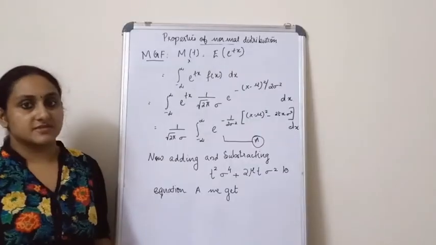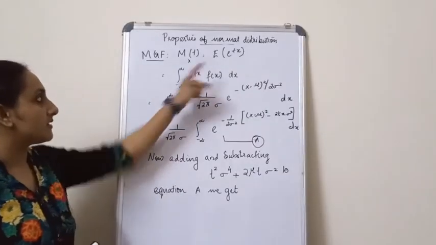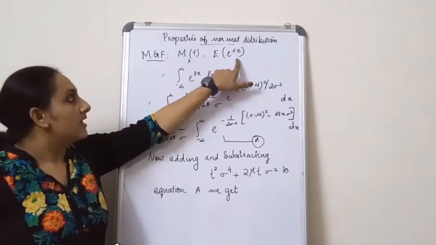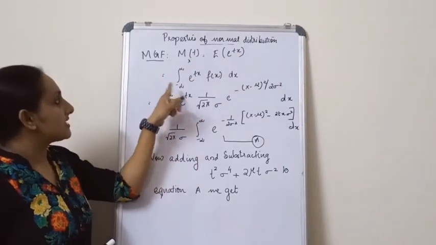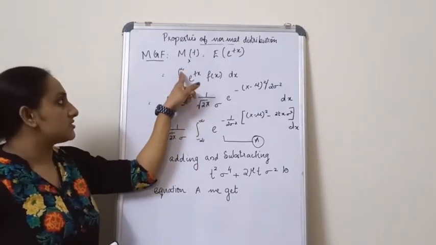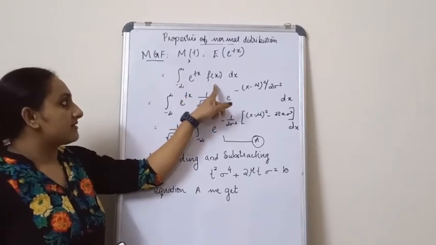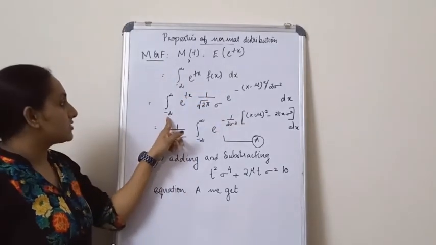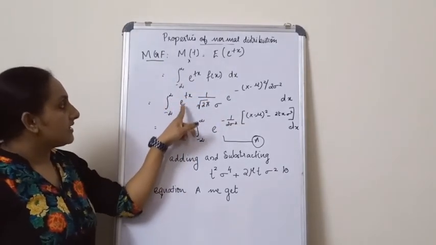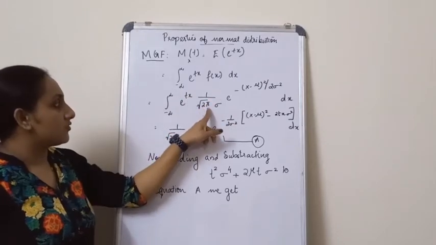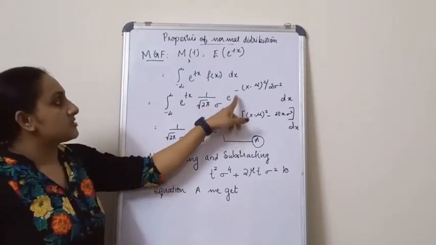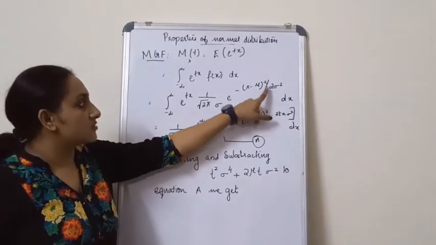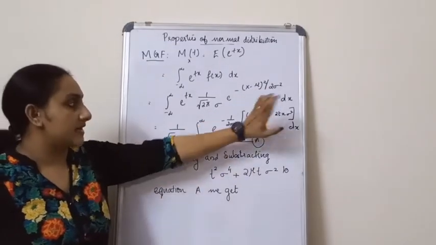Now the MGF of a normal distribution. So here M(t) is equal to the expectation of e raised to tx, which is equal to the integral from minus infinity to infinity of e raised to tx f of x dx. That is equal to the integral from minus infinity to infinity of e raised to tx times 1 by root 2 pi sigma e raised to minus (x minus mu) the whole square divided by 2 sigma square dx.